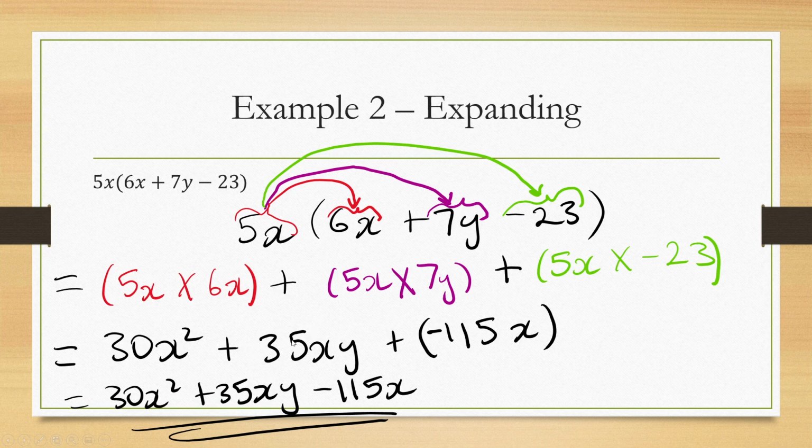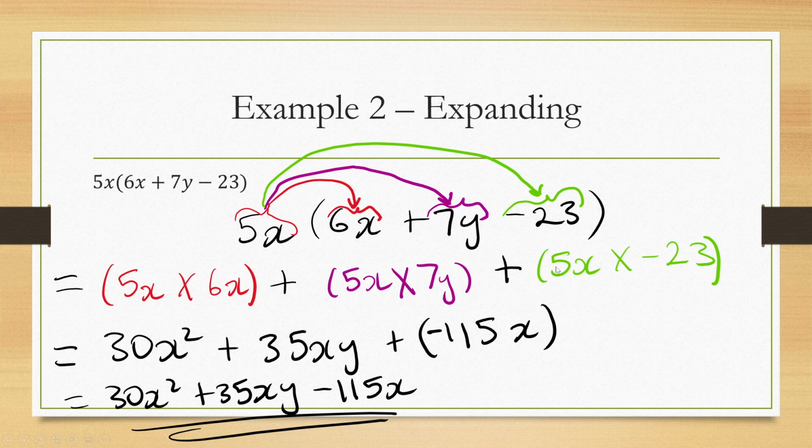So we're going to consider the coefficients first. 5 multiplied by 7 is 35. Now what you're going to do is multiply the letters. So x multiplied by y, they are not the same base, so you're just going to write here xy. Now you're going to put the plus sign here.